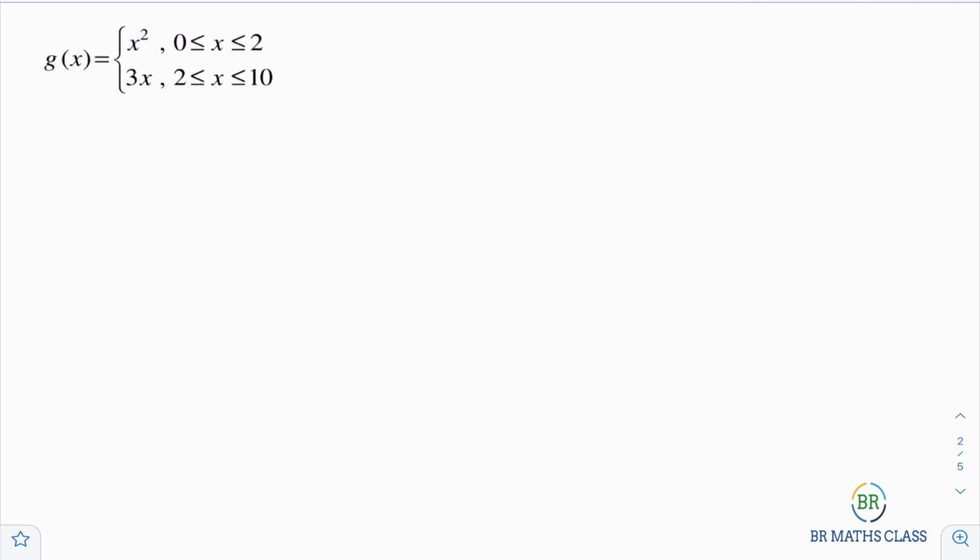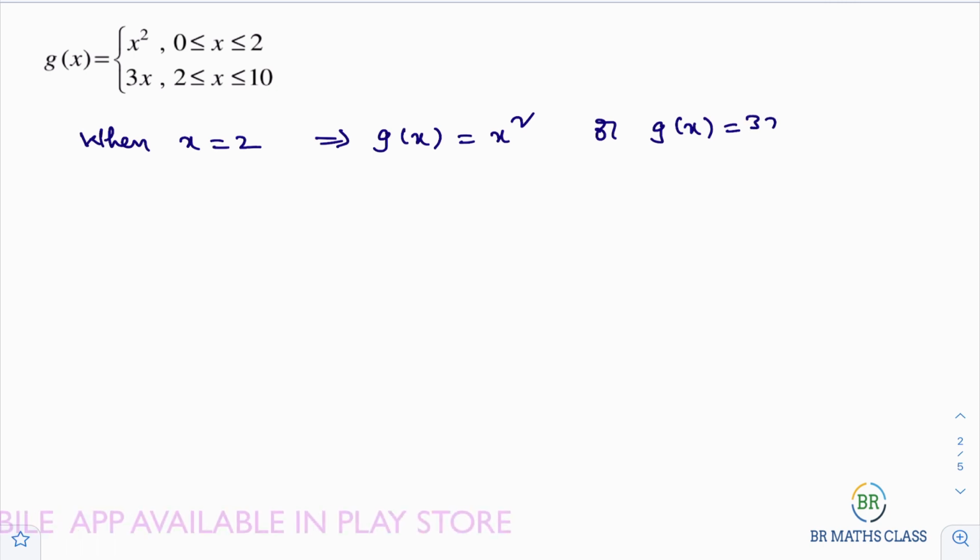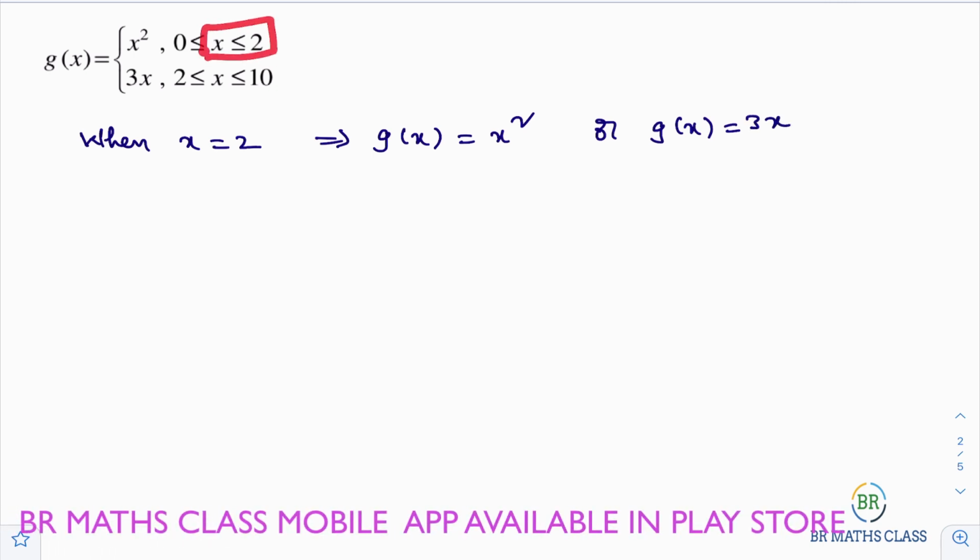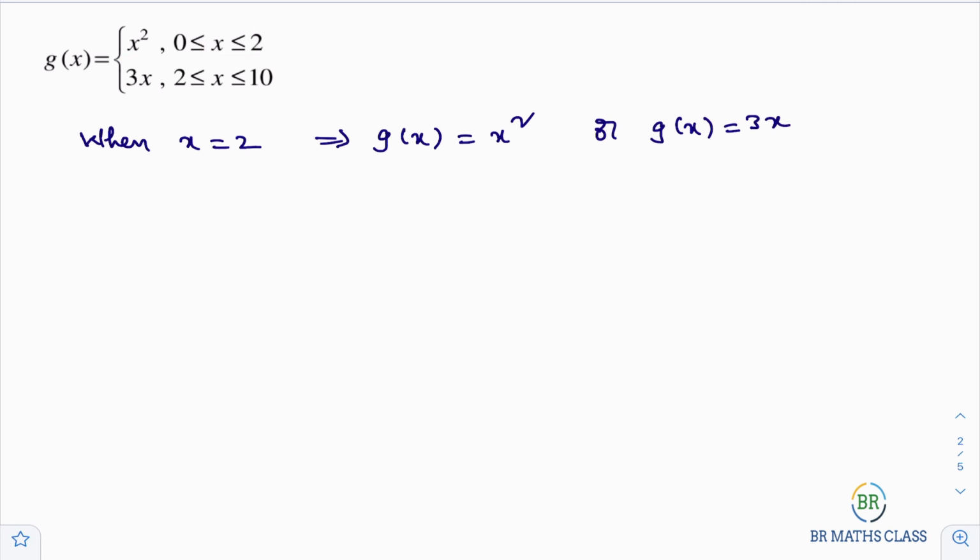You look here, when x equal to 2, g of x is x square. When x equal to 2, you look here, g of x is 3x also. Here, try to understand, when x equal to 2, what is g of x? G of x can be taken as x square, or g of x can be taken as 3x also. Two choices they have given here. X less than or equal to 2, you can take x square. You look here, 2 less than or equal to x means x greater than or equal to 2. Equality is there. When x equal to 2, you can take this one, right?